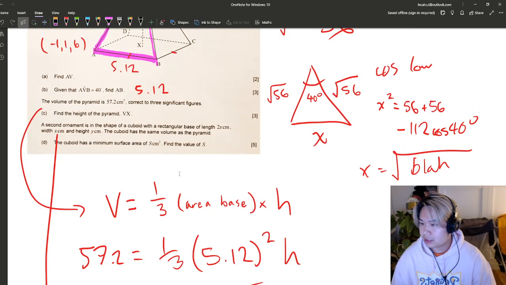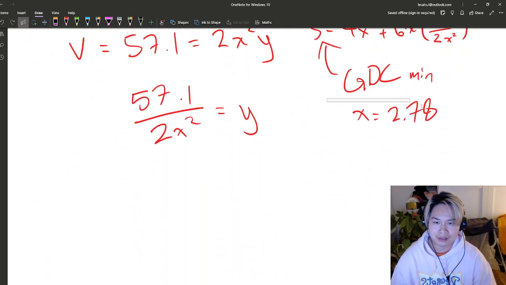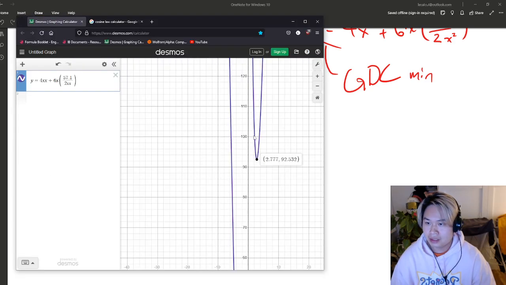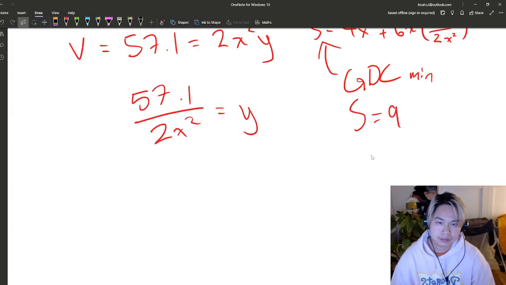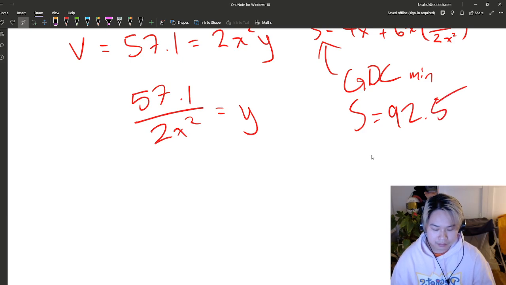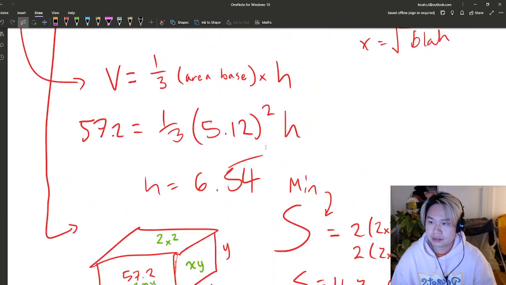And what does the question want? Find the value of s. So I don't even need this one. I need the y coordinate. 92.5. Silly me. Oh well.